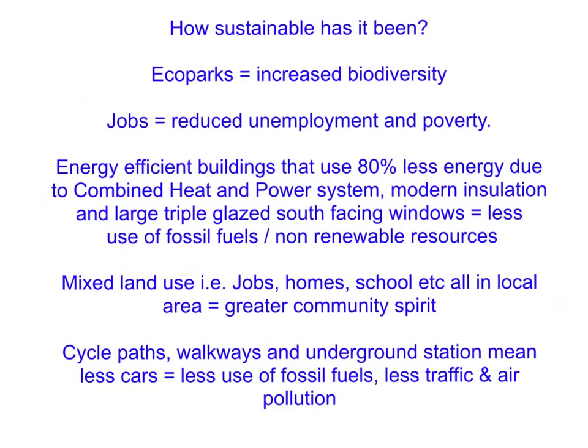Again, we can also have a look at the way it's been designed to avoid the use of cars. Cycle paths, walkways, the underground station, all means fewer cars. And if you've got fewer cars, less use of fossil fuels, less traffic, less air pollution, better environment for everyone around. All of that means it's a sustainable development.